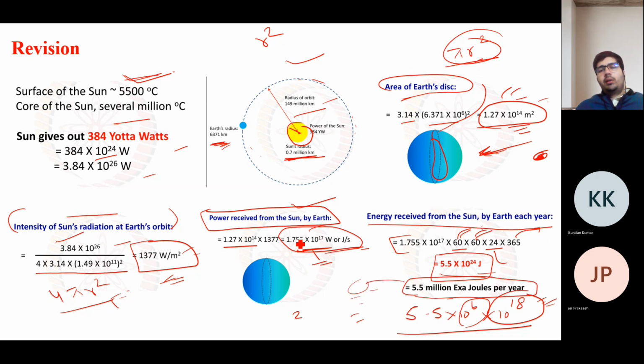This is very important. You have to know about the units. 10 to the power 18 is exa, 10 to the power 24 is yotta. So I can write 5.5 into 10 to the power 24 joule as 5.5 into 10 to the power 6 into 10 to the power 18. 10 to the power 18 is considered as exajoules, 10 to the power 6 is million, and 5.5 is there. So it is 5.5 million exajoules per year.